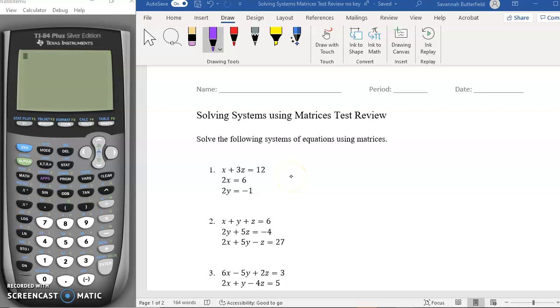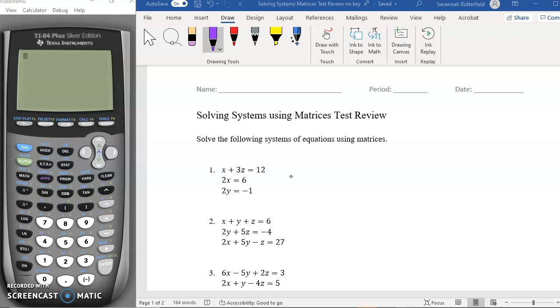All right, hello everyone. Today we're going to be going over the solving systems using matrices test review. So to jump on in, it wants for these first three questions to solve the following systems of equations using matrices. So in order to first solve this, we need to make the actual matrix.